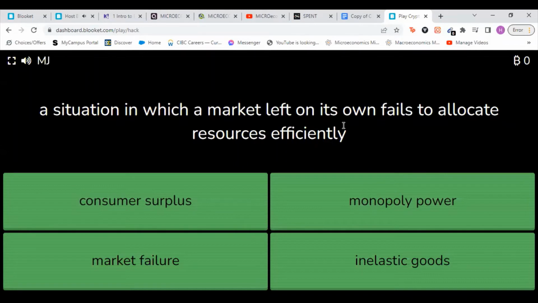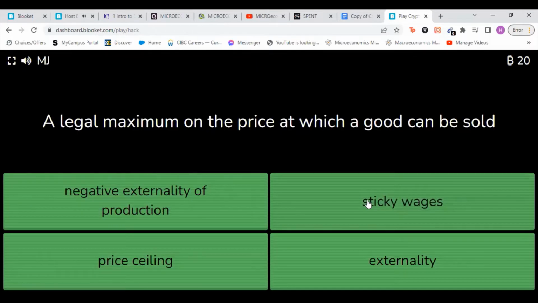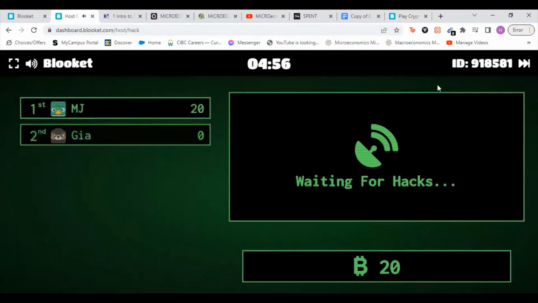A situation in which the market left on its own fails to allocate resources efficiently. What's that called? Market failure. Excellent. An illegal maximum on the price at which a good can be sold. What's that called? Price ceiling. Excellent.